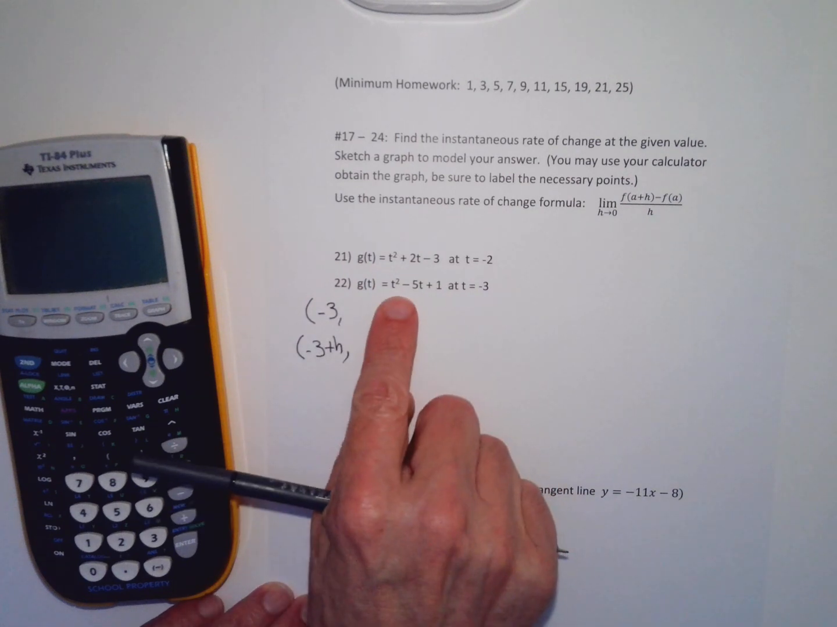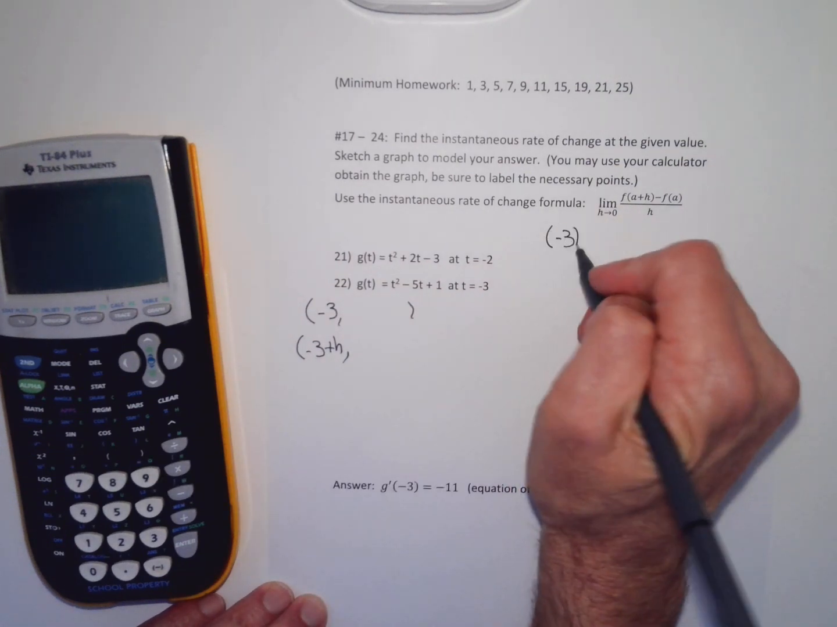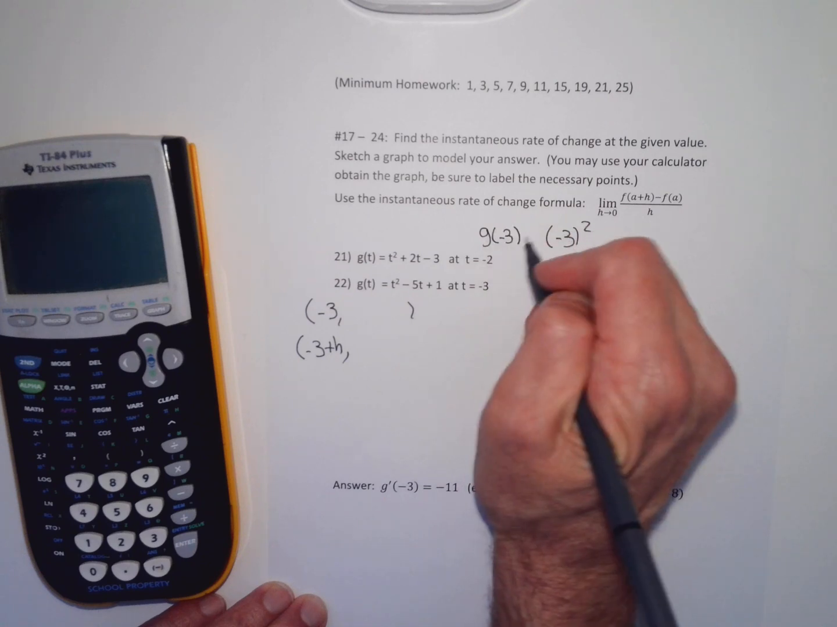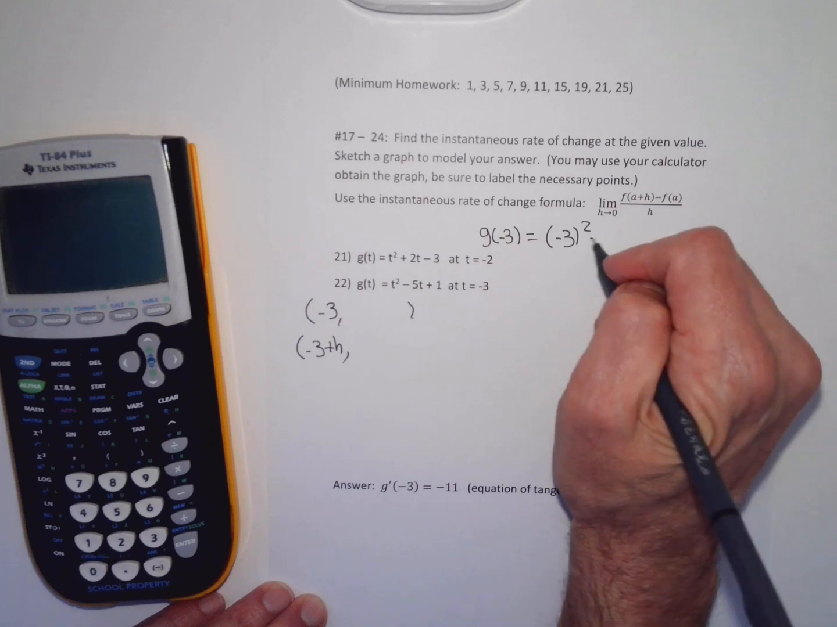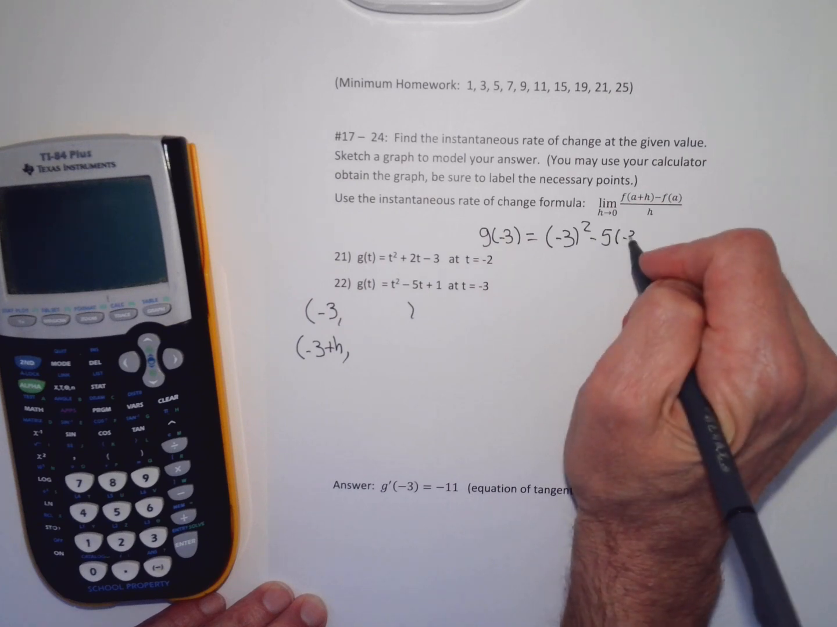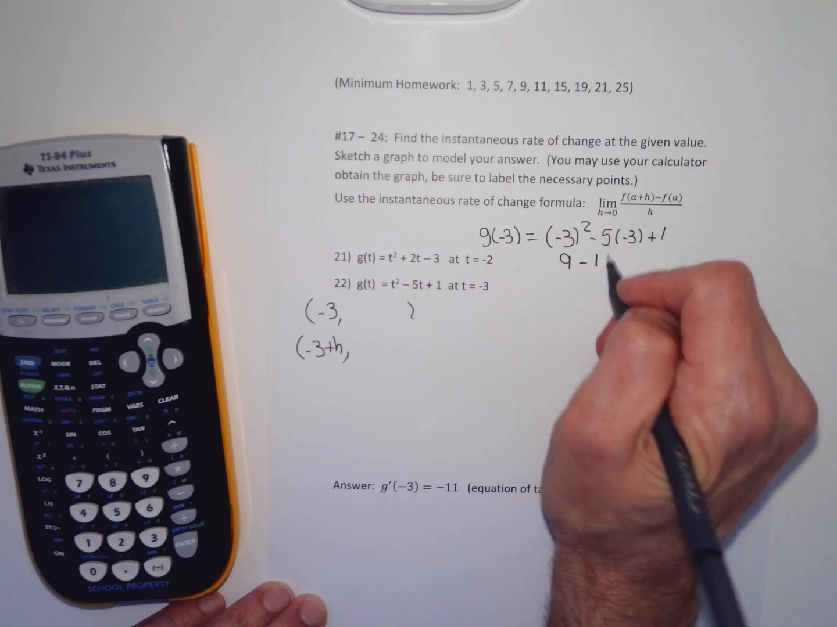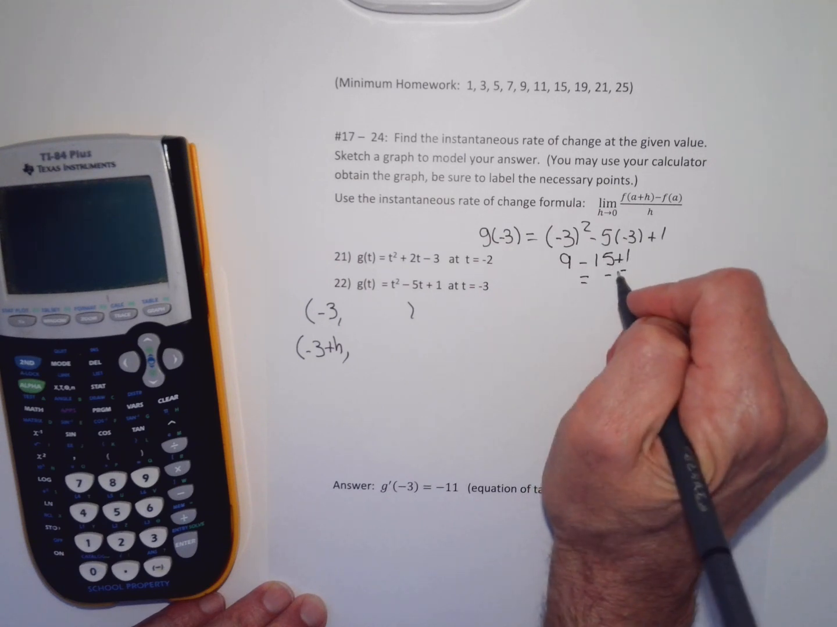Let me get the first y by going negative 3 squared. I should write g of negative 3 equals, but it's hardly necessary because I just want the right-hand side. It's negative 3 squared minus 5 times negative 3 plus 1. This is 9 minus 15 plus 1. If I haven't made a mistake, this is negative 5.